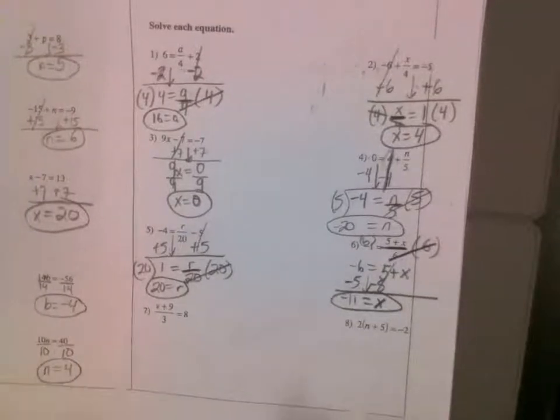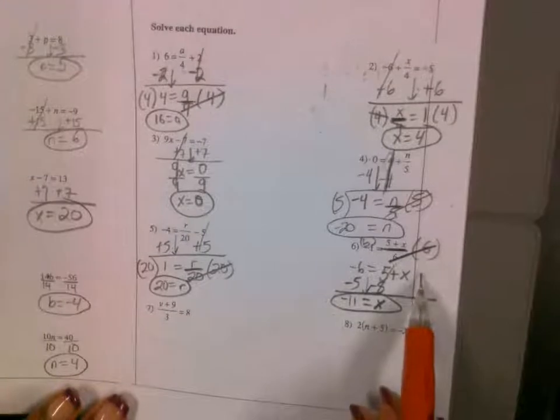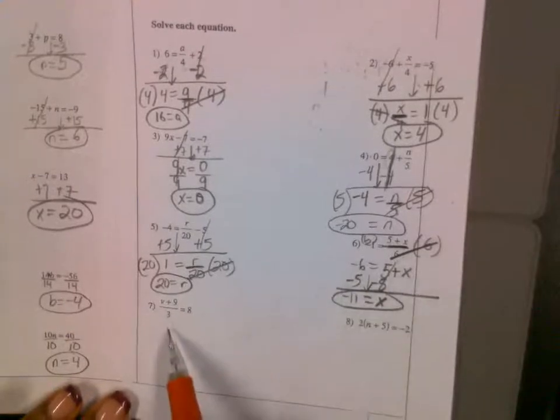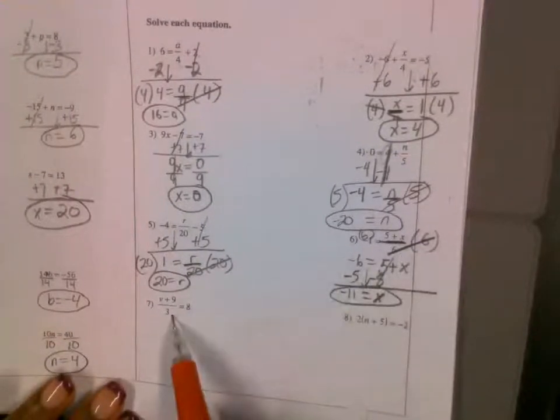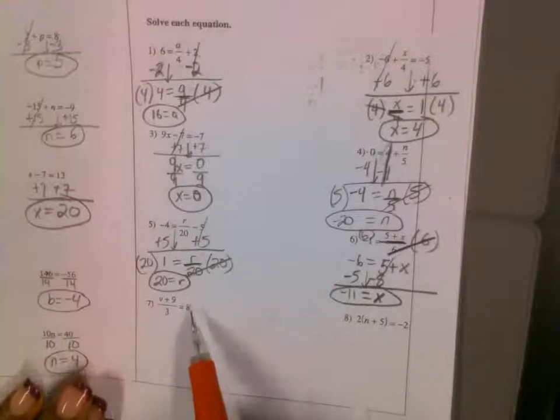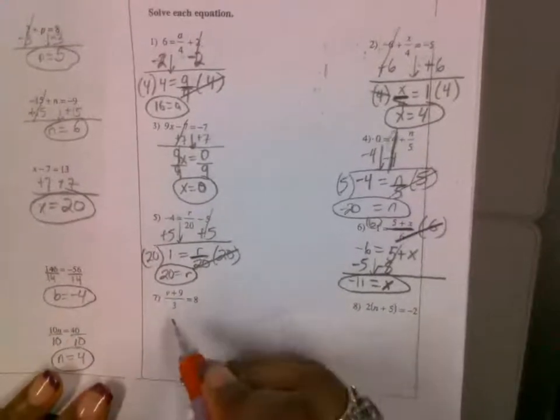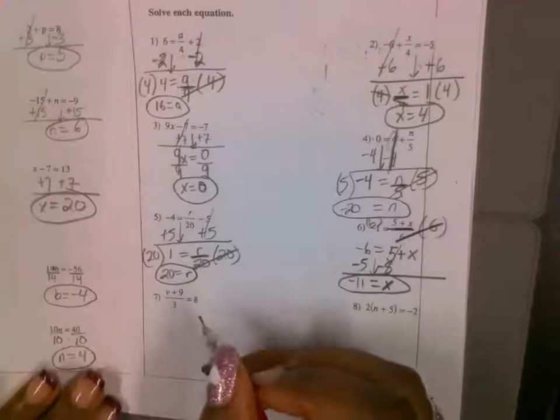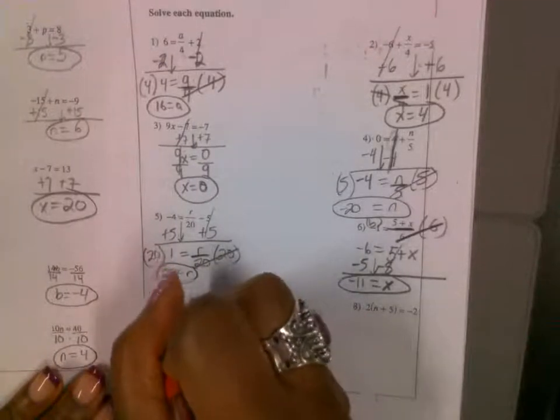The same thing you did in number 6. What do we do first? You see what we did first in number 6? We're going to do the same thing here. So what are we doing? Getting rid of the denominator. How do we get rid of the denominator of 3? Multiply both sides by 3.